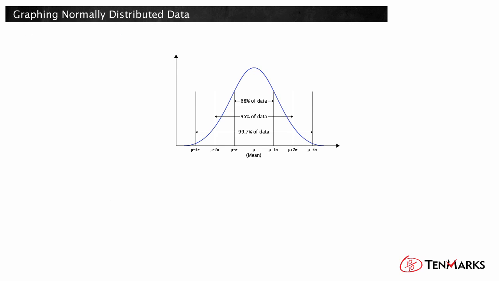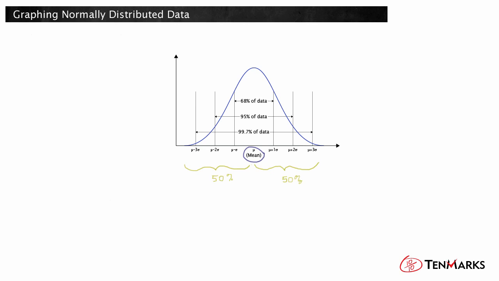In this video, you will learn how to sketch and interpret graphs of normally distributed data. Recall that a normally distributed data set creates a bell-shaped curve with a mean value represented as the middle point of the curve, and with half of the data below the mean and half the data above the mean.